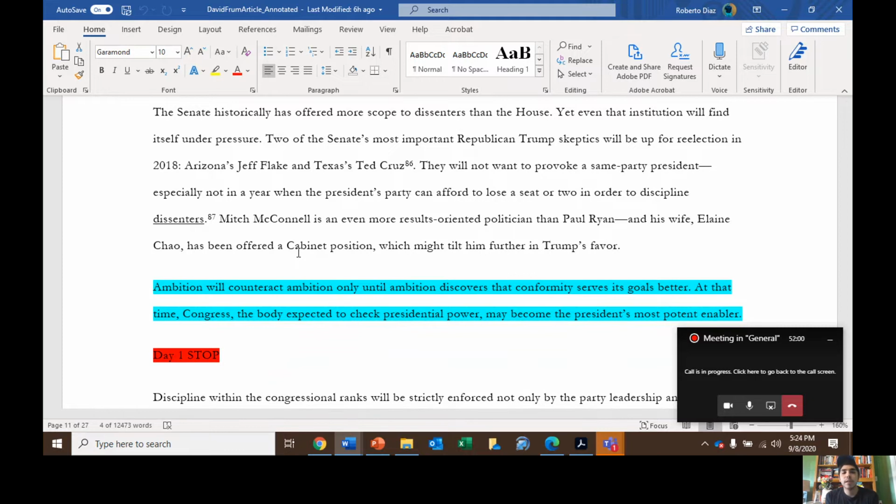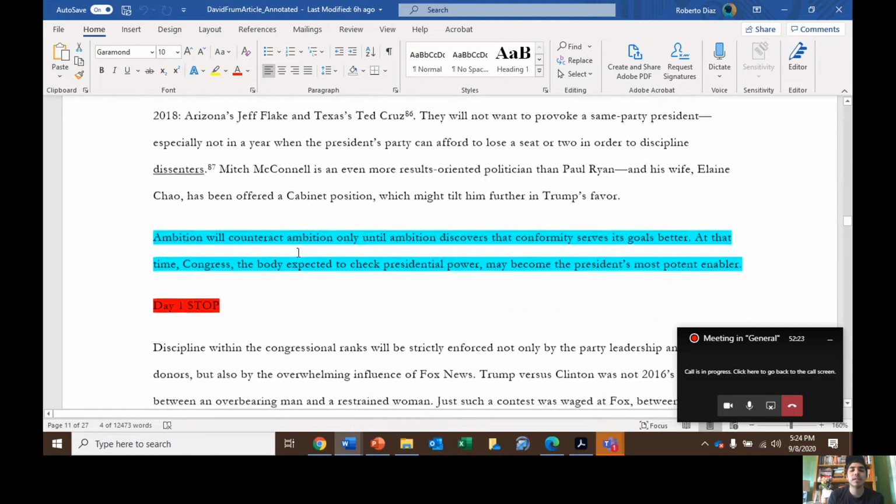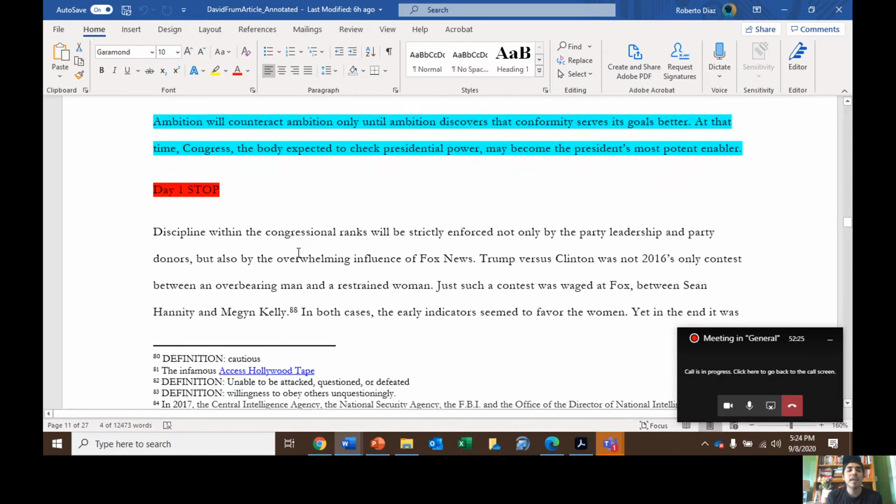Two of the Senate's most important Republican Trump skeptics will be up for re-election in 2018, Arizona's Jeff Flake and Texas's Ted Cruz. They will not want to provoke a same-party president, especially not in a year when the president's party can afford to lose a seat or 2 in order to discipline dissenters. Mitch McConnell is an even more results-oriented politician than Paul Ryan, and his wife Elaine Chao has been offered a cabinet position, which might tilt him further in Trump's favor. Ambition will counteract ambition only until ambition discovers that conformity serves its goals better. At that time, Congress, the body expected to check presidential power, may become the president's most potent enabler.